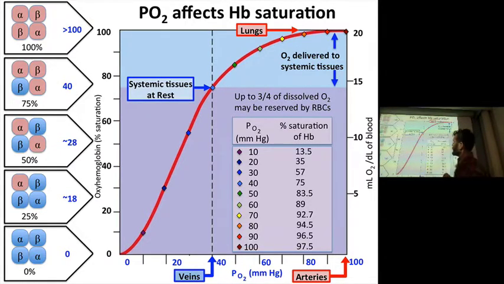So when you are at rest, up to 3/4 of the oxygen in your blood can be reserved by the red blood cells. So you're at rest, and this is venous blood. 3/4 of the oxygen is not coming off of that hemoglobin. It's just staying there. We're only ever trading one off of one of the four sites. Why? What's the advantage to this?